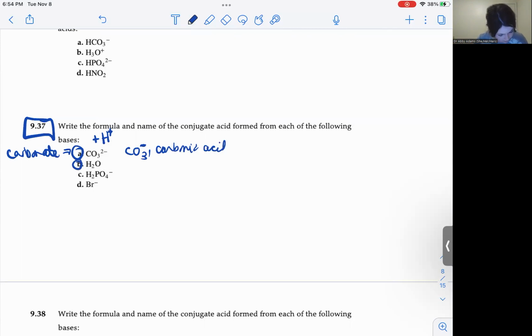Okay, and so here you have water. You just have water. So what are you going to have? You are going to add a hydrogen. So then you're going to have H3O plus, and that is called the hydronium ion. Let's put a little star by that. You got to know that.